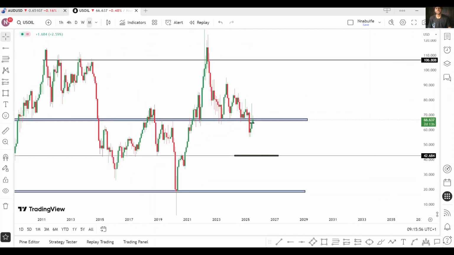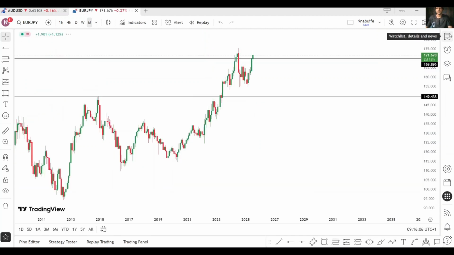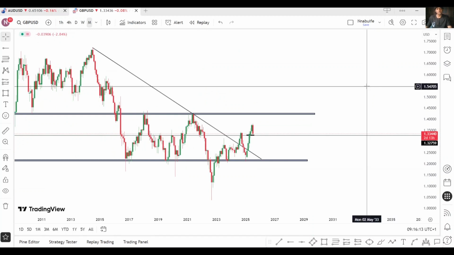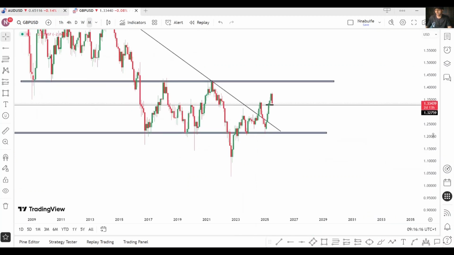So as of now, this is what I'm looking at: US oil, Euro JPY, and GBP USD. So these are the 3 pairs I'm looking at right now, and you guys can trade them along with me. As you guys know, I'm a swing trader. So these trades don't happen in one go, they take time.